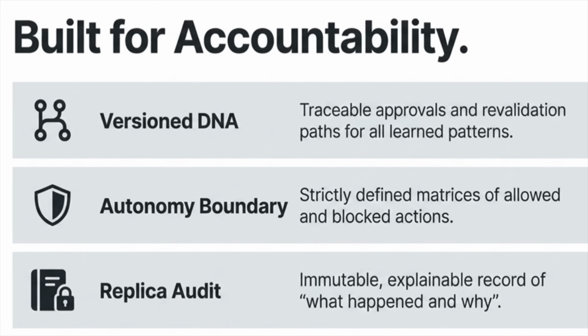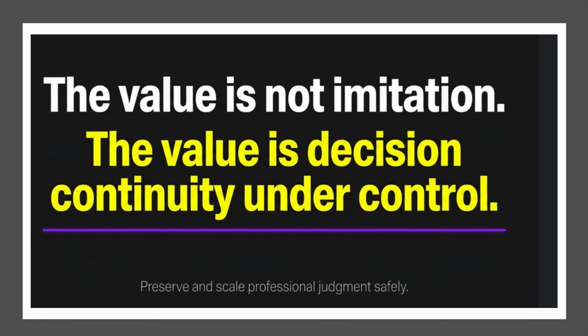Digital Replica is not about making AI sound like Henry. It is about making Henry's professional judgment visible, governable, reusable, and safely actionable. The value is not imitation. The value is decision continuity under control.